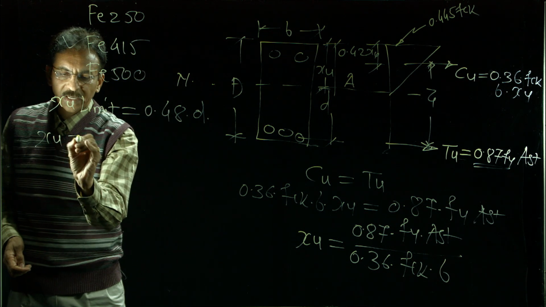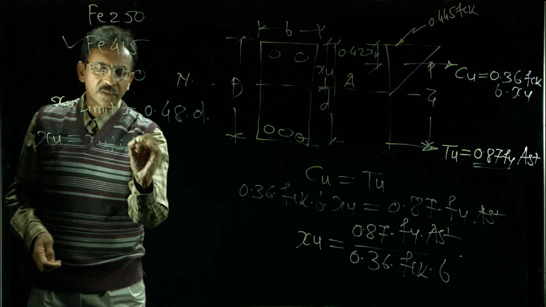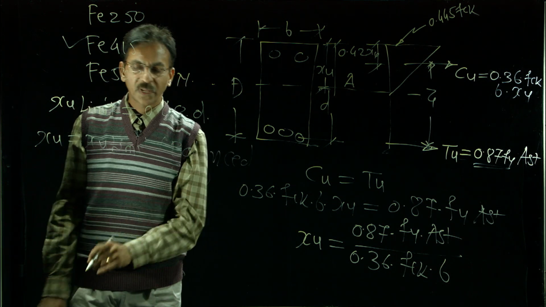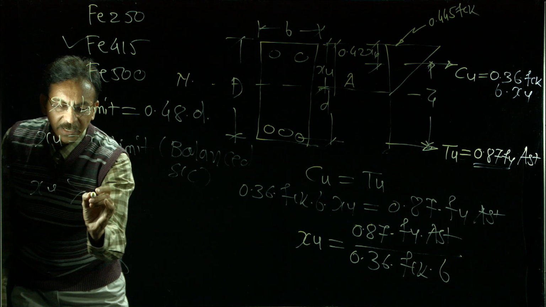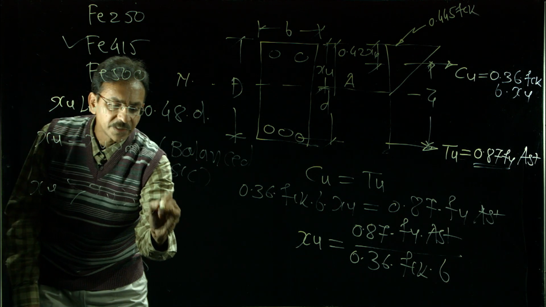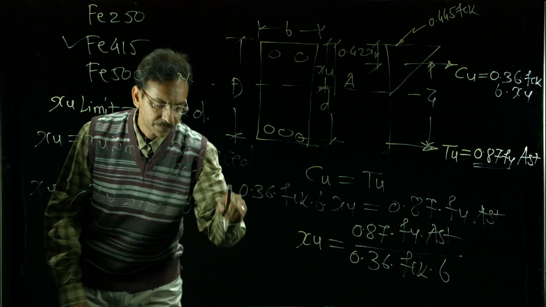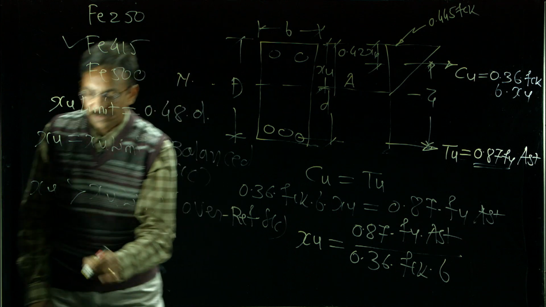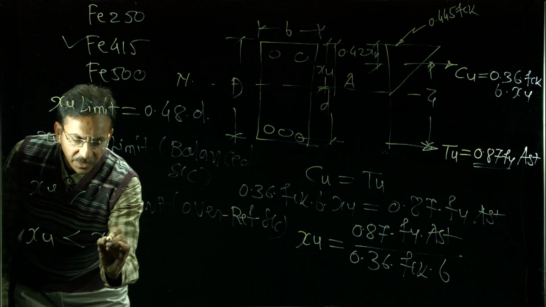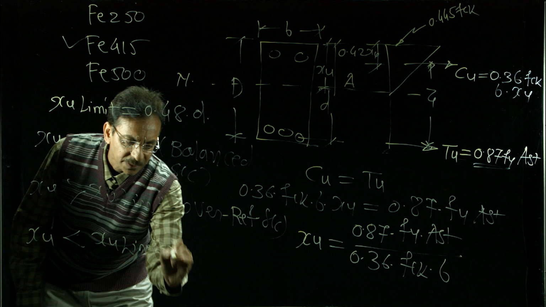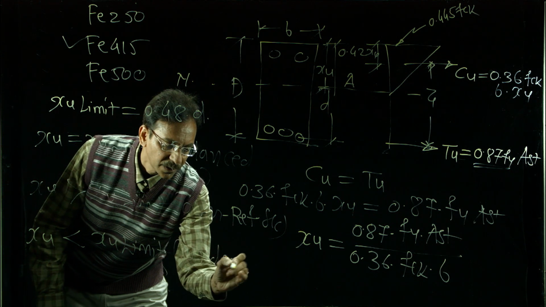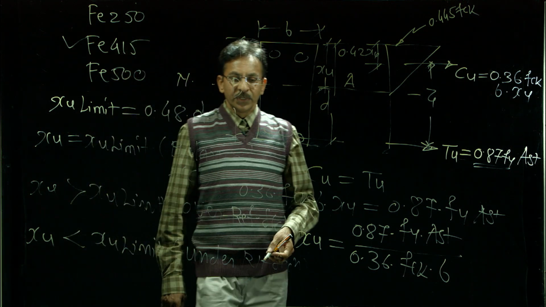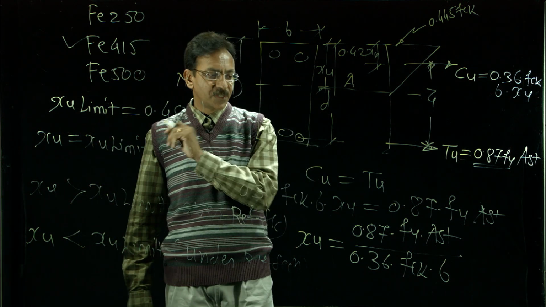If XU equals XU limit, then it is a balance section. If XU greater than XU limit, then it is an over reinforced section, and if XU is less than XU limit, then it is an under reinforced section. And then you decide the moment of resistance.